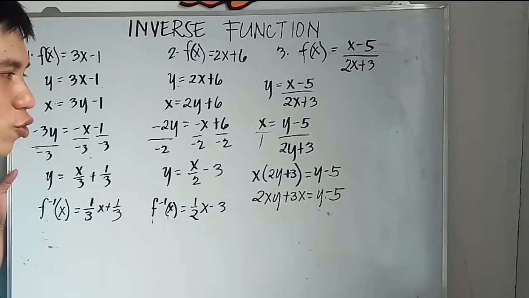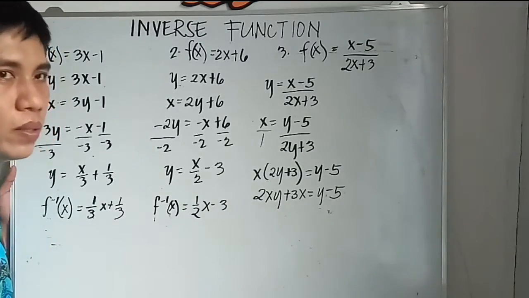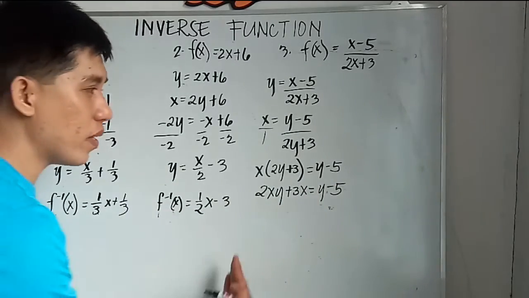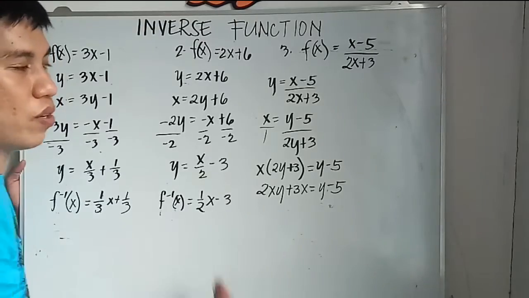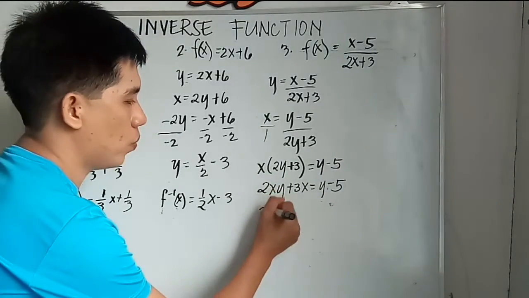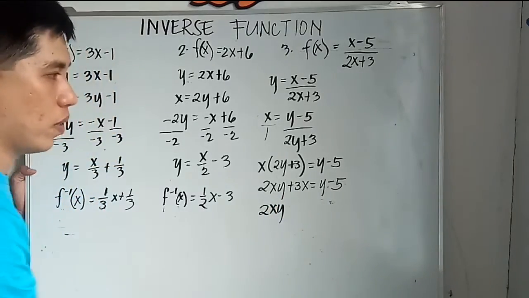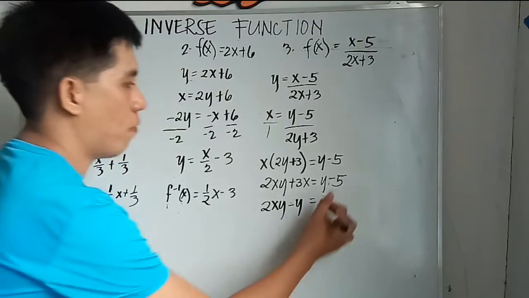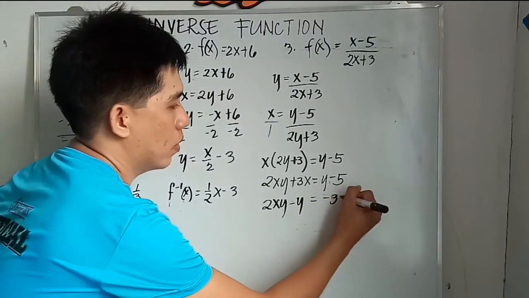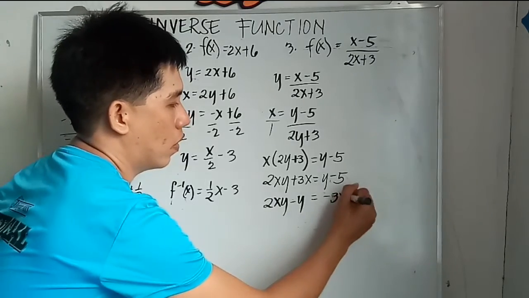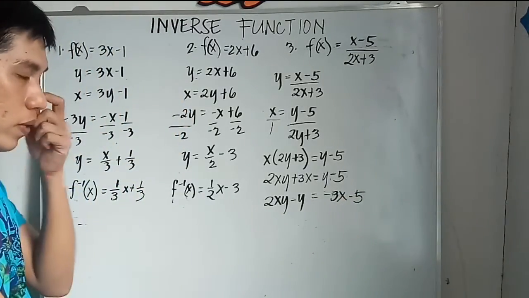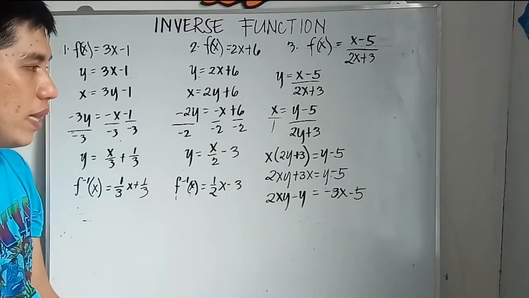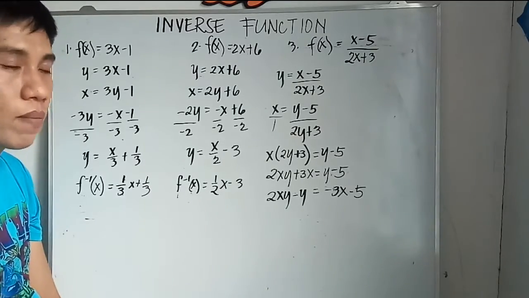Then, combining like terms, all terms which have the y variable will be placed on the left side, then the others will be written on the right side. Okay, so we have here 2xy minus y equals negative 3x minus 5. As you have seen, all terms which have a y variable are placed on the left side and the others are left on the right side.